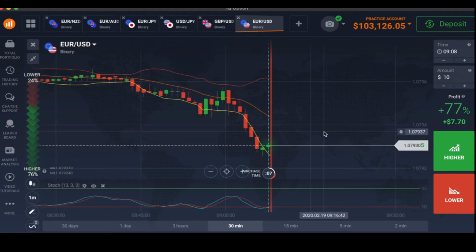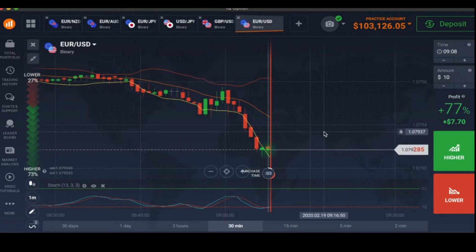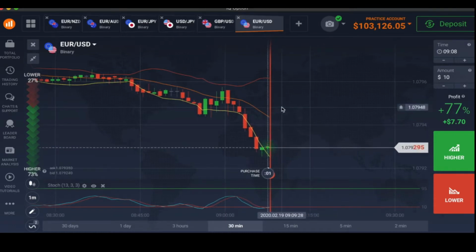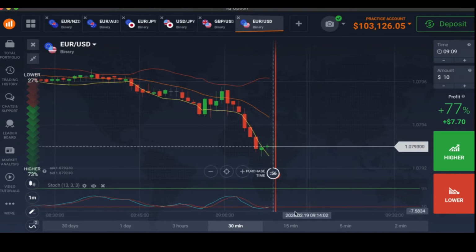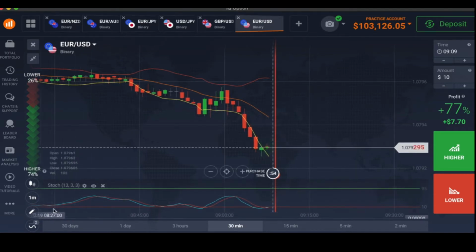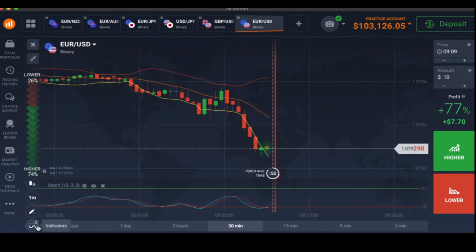Today, the strategy I'm going to talk to you guys about is called the Bollinger Bands strategy. It's an indicator, really powerful one if you know how to use it correctly. And it's going to be mixed with this indicator called the stochastic. Now, how do you add this indicator?